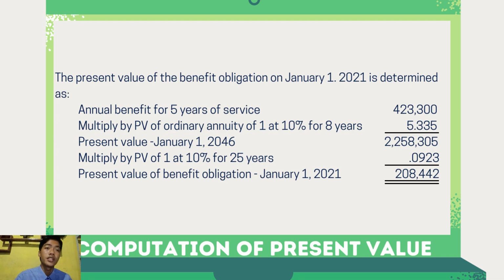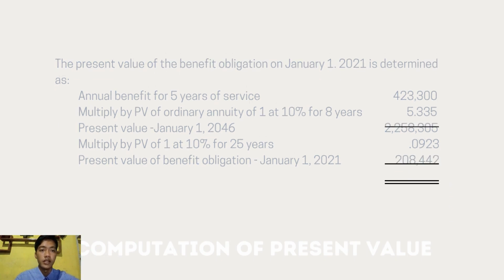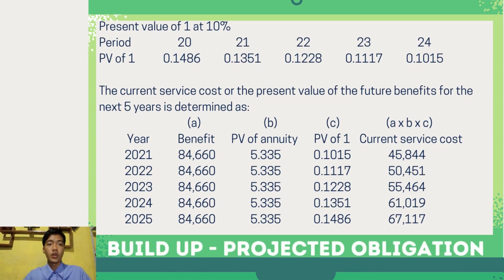And on January 1, 2021 naman, ang present value ng benefits earned by the employee for service rendered during the past 5 years or 208,442 based on future salary is known as projected benefit obligation. So, let's continue the build-up ng PBO. So, itong slide nito, makikita nyo yung mga given dyan.